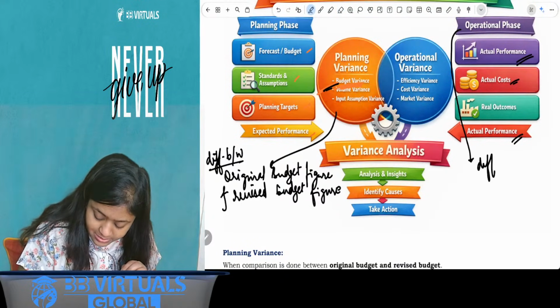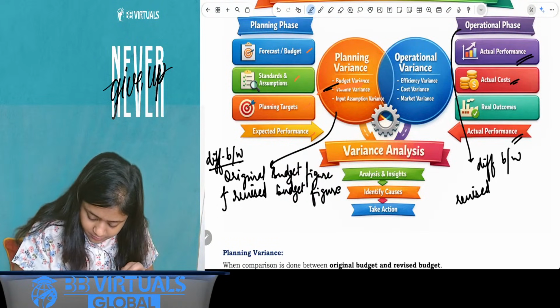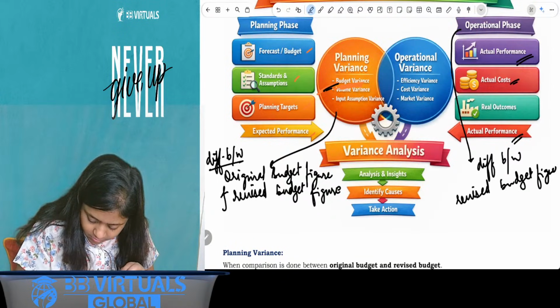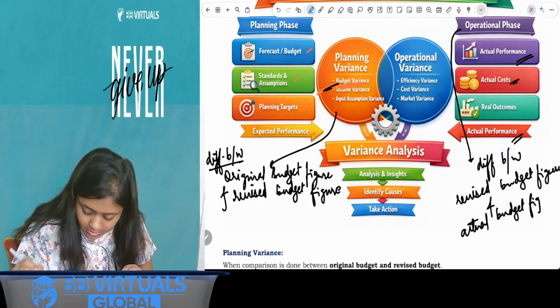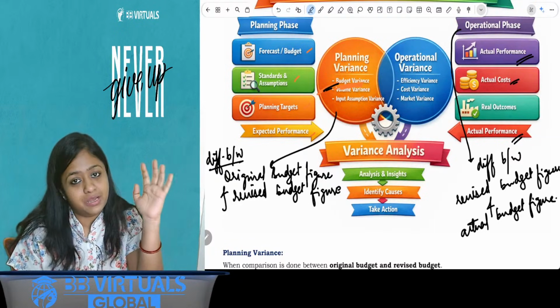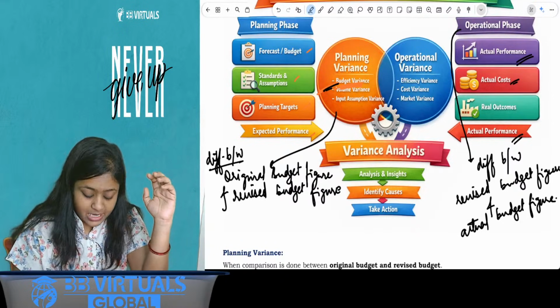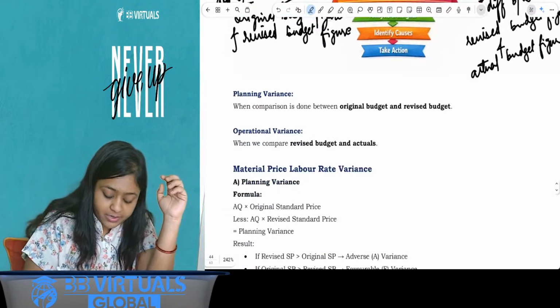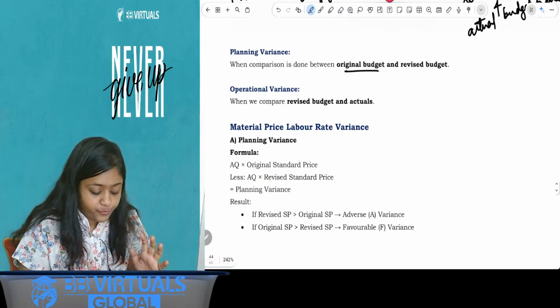It is a difference between the revised budgeted figure and the actual figure. Clear? So we get the difference between the revised and actual figure. Absolutely clear. I'm sure you guys have a hold of it. Right? Now here I'm just summarizing. Planning variance is simply a difference between the original budget and the revised budget, and operational variance is a difference between the revised budget and actuals.